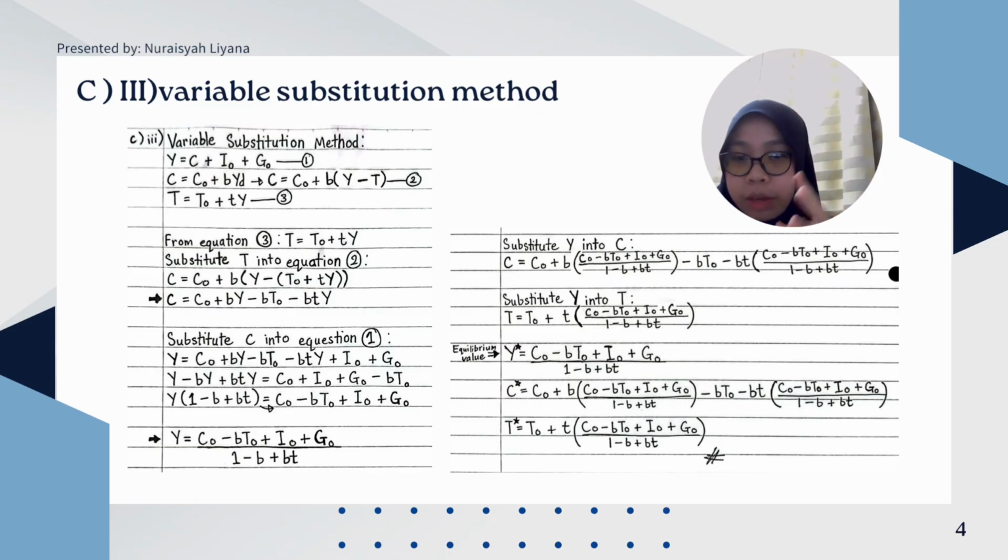C star we can get equal to C0 plus b, open bracket, value of Y, close bracket, minus bT0 minus bt, open bracket, value of Y, close bracket. Okay, and lastly is T star, which is T0 plus t, open bracket, value of Y, close bracket. So that's the final answer for the equilibrium value of income, consumption, and tax by using the variable substitution method.